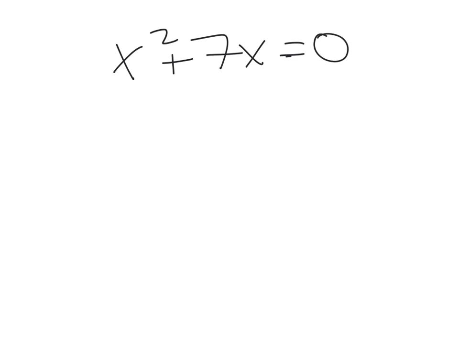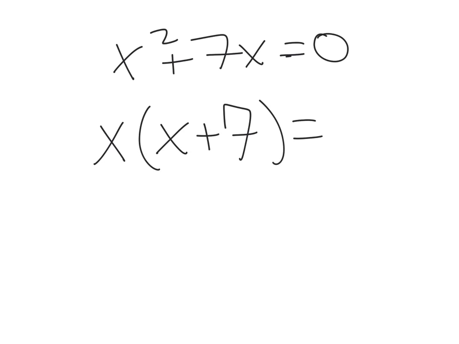Let's try one more. x squared plus 7x equals 0. Now this is just a binomial. It's a quadratic binomial, but we can still factor it because there's a common factor here. The common factor is x. So we can rewrite this as x times x plus 7 equals 0.